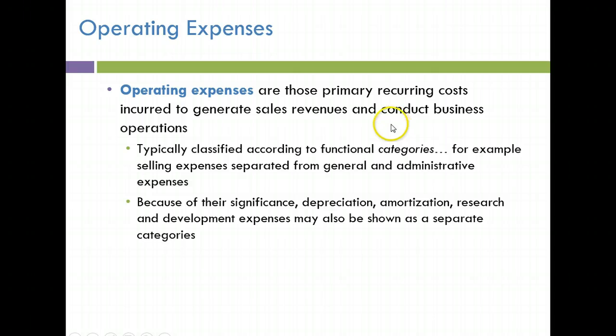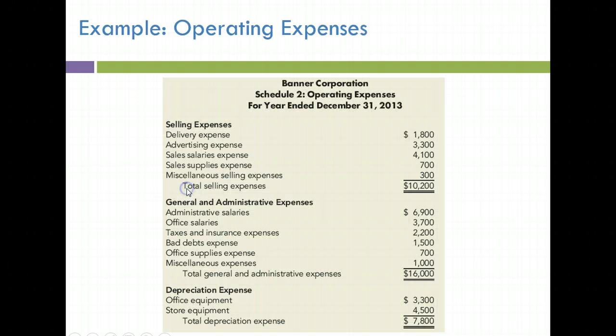We normally classify them according to functions. So, for example, general and administrative expenses are going to be kept separate from selling expenses. And there are times that depreciation and R&D are treated separately. So they classify them according to the purpose.